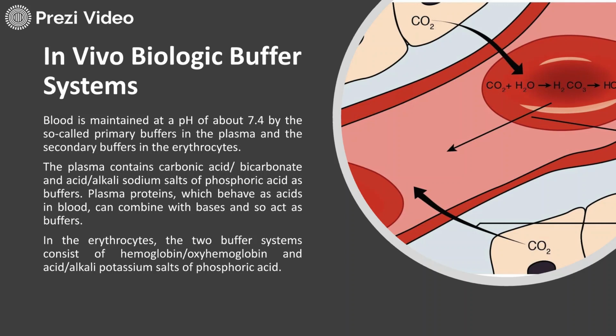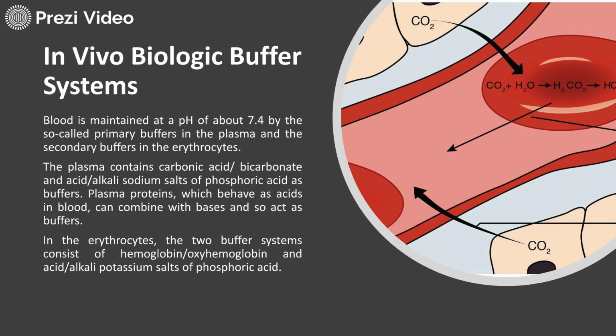The plasma contains basically carbonic acid and bicarbonate, and acid and alkali sodium salts of phosphoric acid as buffers. So two kinds of buffers are there. First is the carbonic acid bicarbonate buffer and second is the phosphoric acid buffer. Apart from that, third, plasma proteins also act as acids in the blood. They can also combine with bases and so act as buffers. So when we talk about blood as a buffering system, it has three units: first the carbonic acid bicarbonate system, second the phosphoric acid system, and third the plasma proteins.